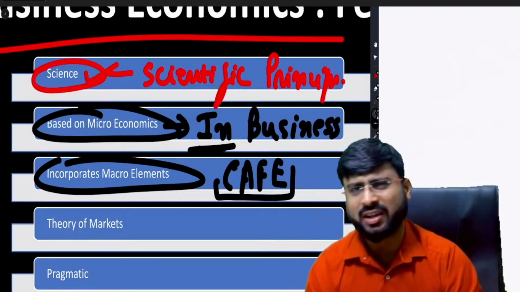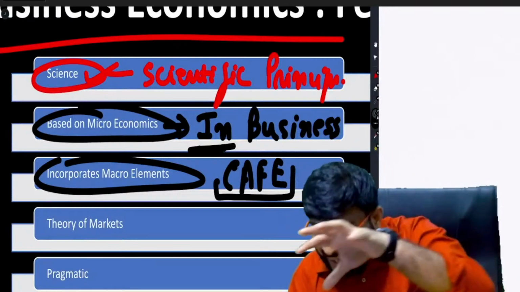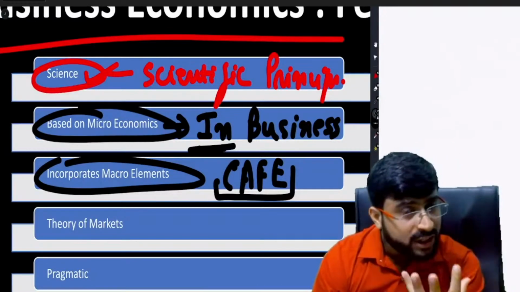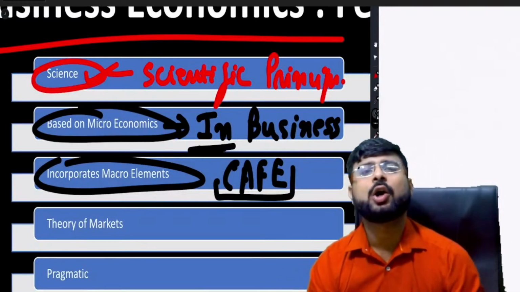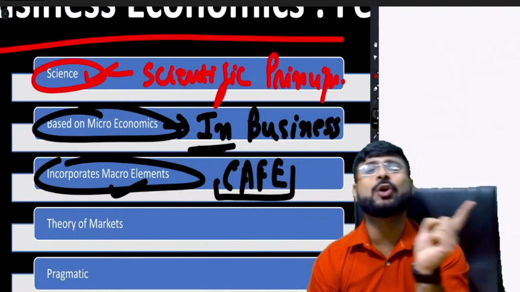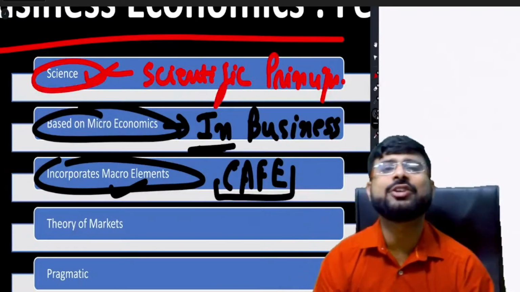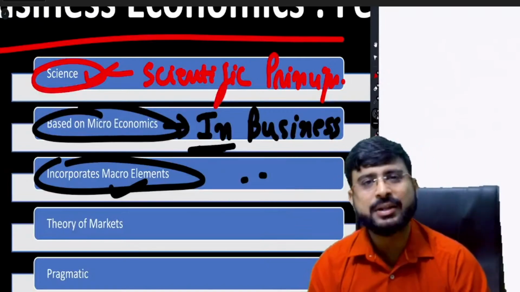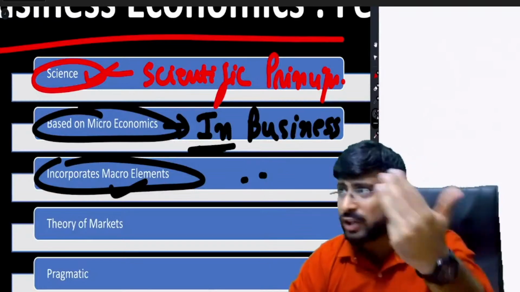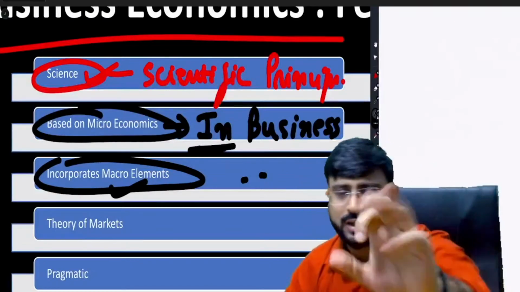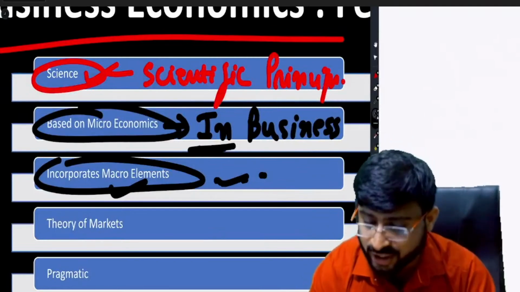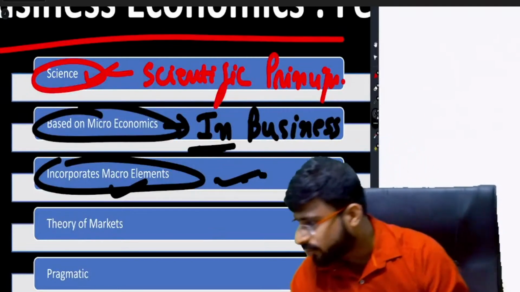Before setting up a cafe, will you not want to know the average income of people around those areas? Obviously, sir. And hence it is a macro element, because you are also taking into account the society while taking an individual decision. You will tell me now, if you are running a business without looking into the interest of society, can you run a business? Definitely not, sir. This is why I'm saying it incorporates macro elements.